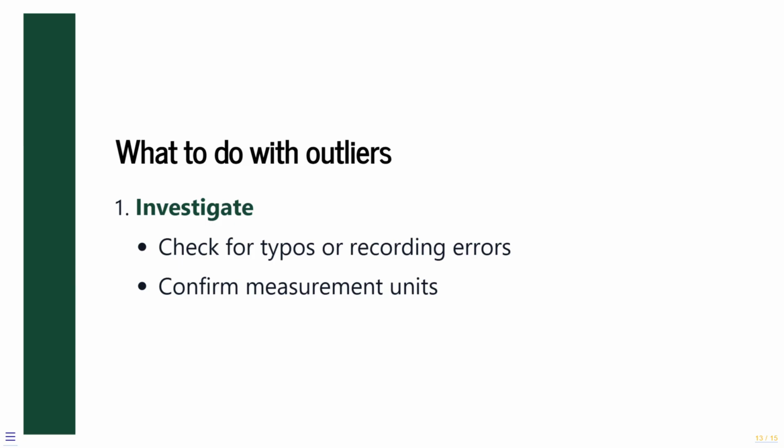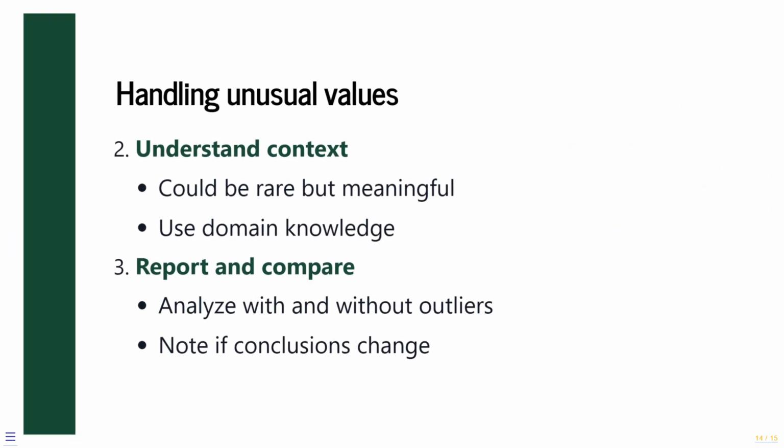So what should we do when we detect an outlier? First, investigate. Check for data entry errors, incorrect units, or measurement mistakes. Many apparent outliers turn out to be simple recording issues. Second, understand the context. Some extreme values are genuine and meaningful. Rare species sightings, extreme weather events, or unusually high incomes may be central to the story the data are telling.